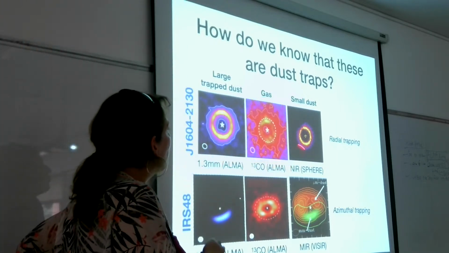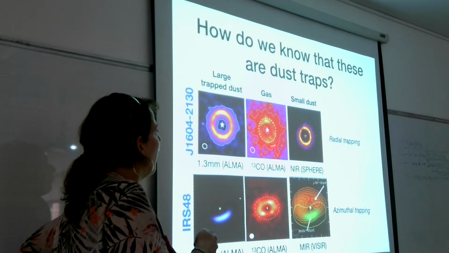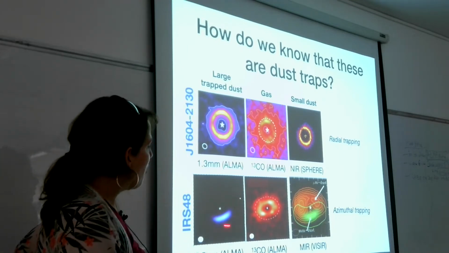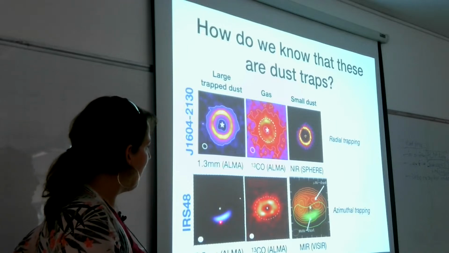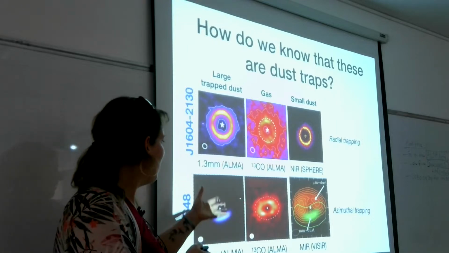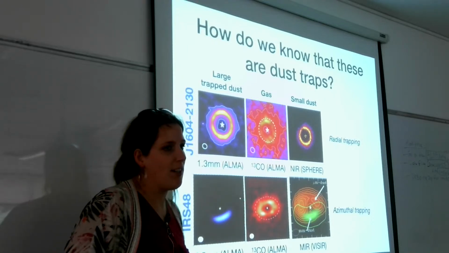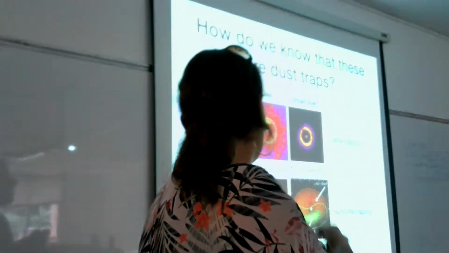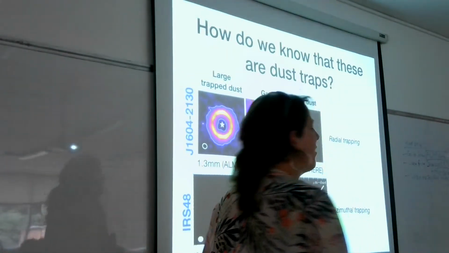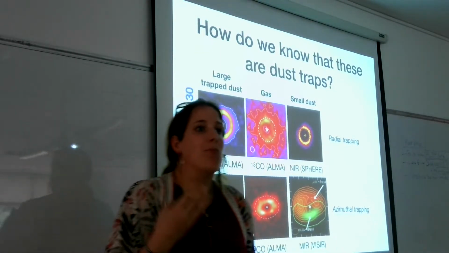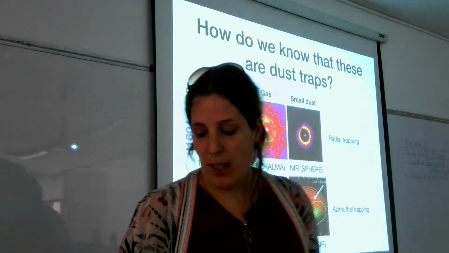And we have the small dust grains that seem to kind of follow the gas as well. Particularly in the azimuthal case, this is very clear. The dust is much more concentrated than the gas and the small grains. So this is the segregation between large grains and gas and small dust. That is what proves that trapping is there.